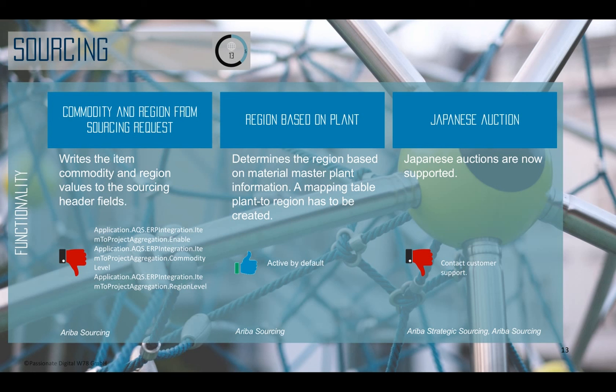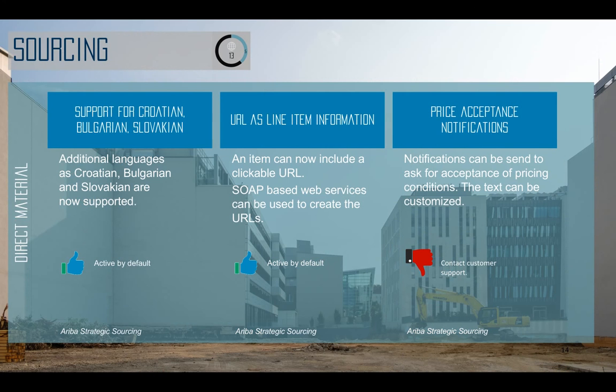For all users that use auction, you can now do also Japanese auction. To enable that, you have to contact your customer support. For the direct material feature, you are now able to support Croatian, Bulgarian, and Slovakian on the user interface, so additional languages are coming.